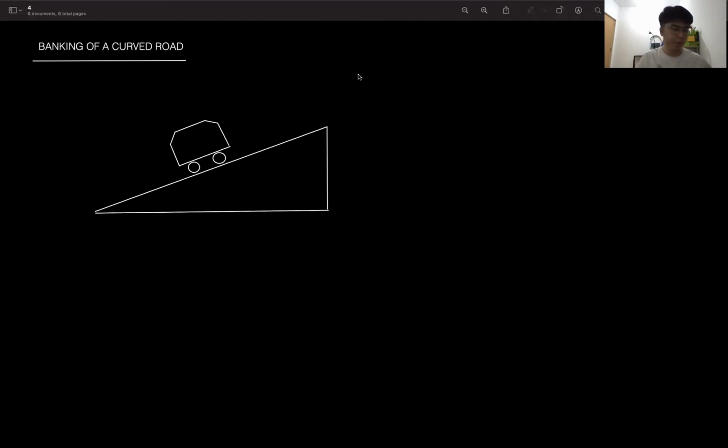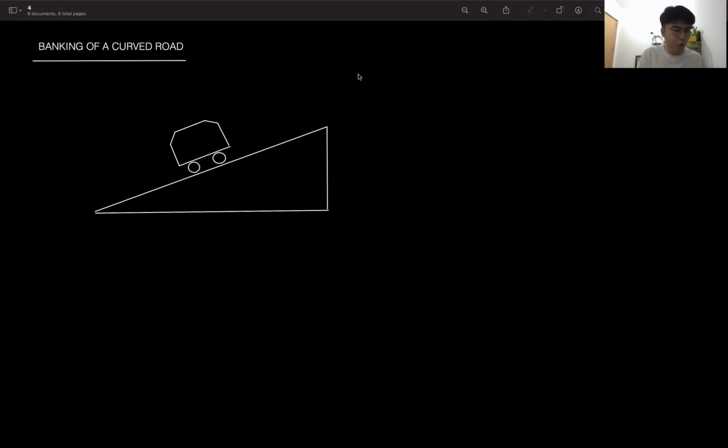The banking of a curved road. For a vehicle to turn, it has to create this centripetal force. If the road is horizontal and level, then the centripetal force is created from friction. Just like a car, to turn it has to apply friction on the tire, and that friction creates the centripetal force if the road is level.